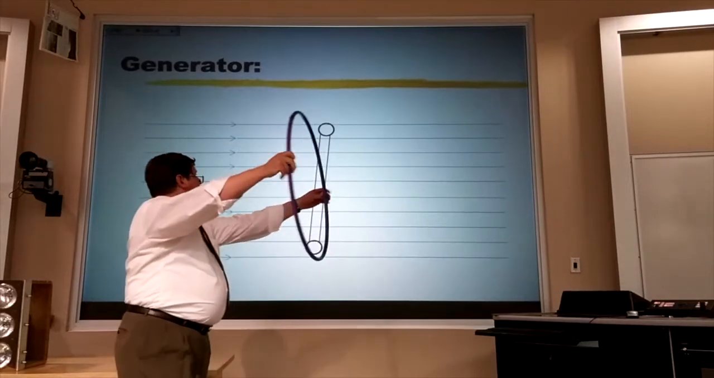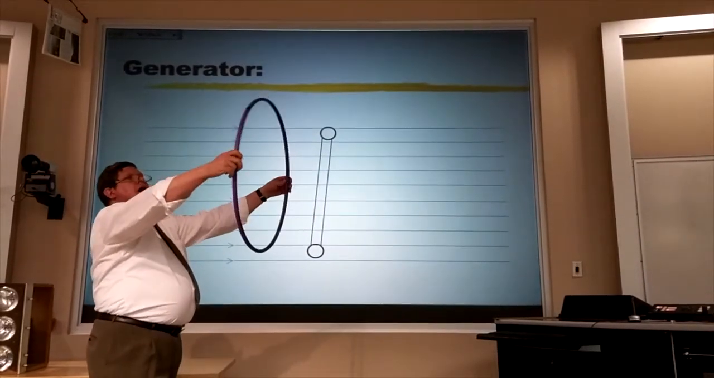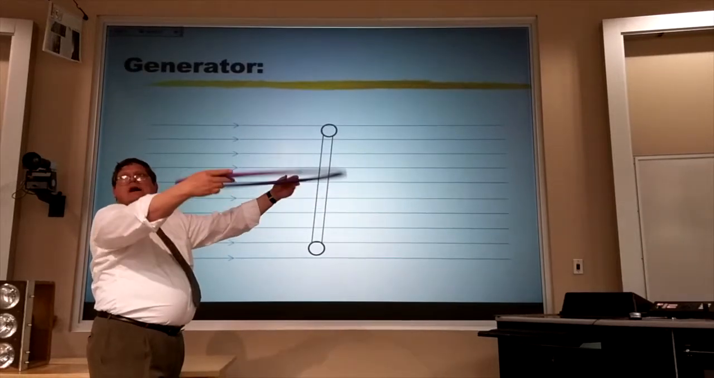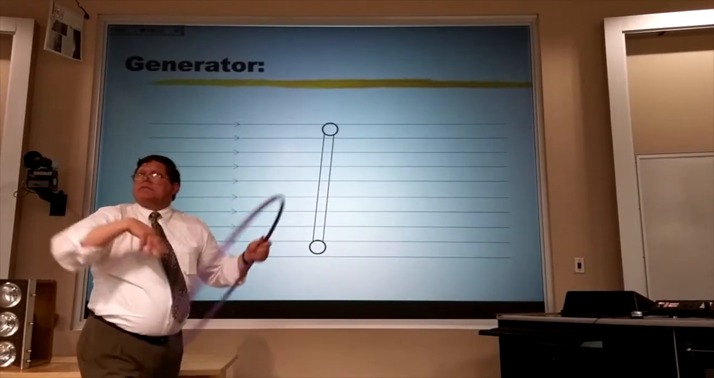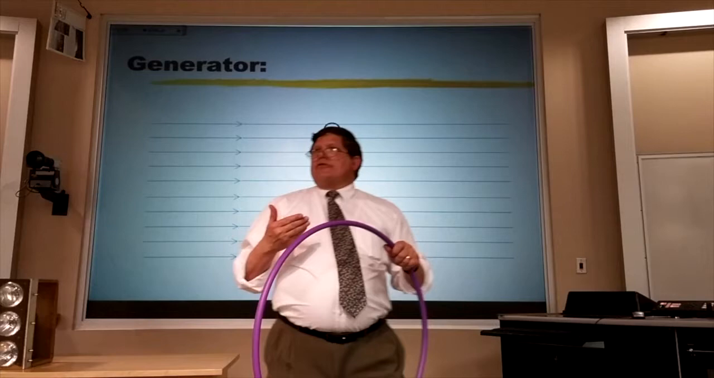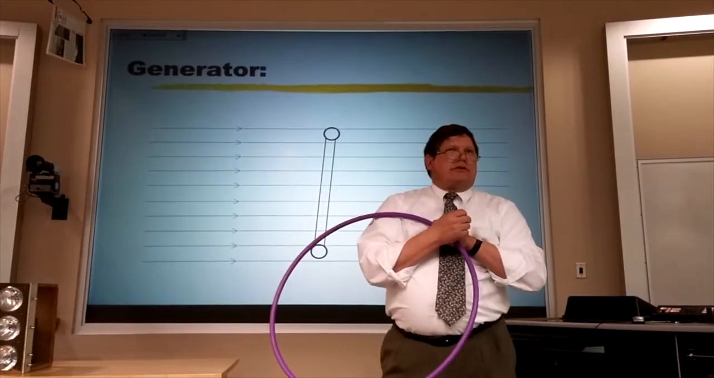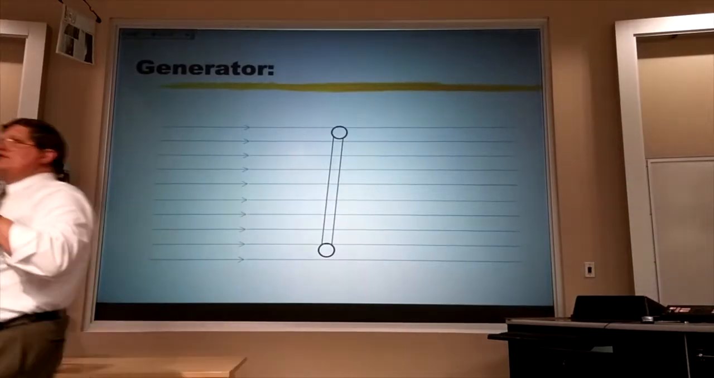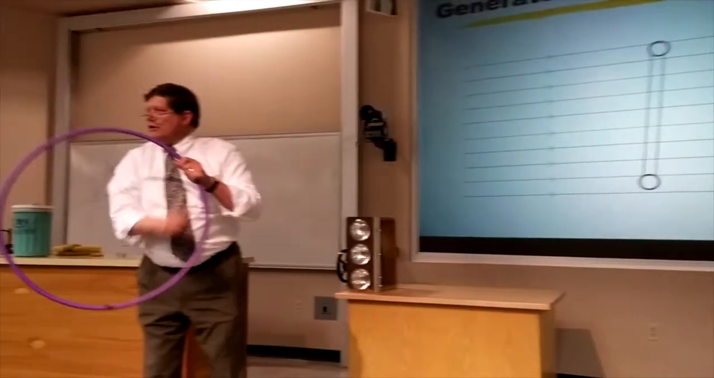If I turn this loop in that magnetic field, I'm catching butterflies, I'm not. I'm catching butterflies, I'm not. I'm constantly changing the number of field lines that pass through this loop. Now we learned that that induced current is energy.